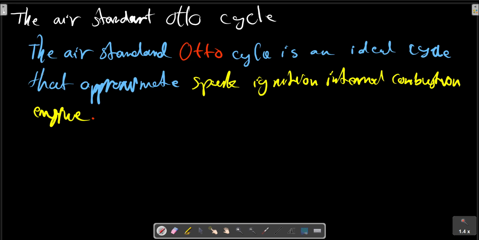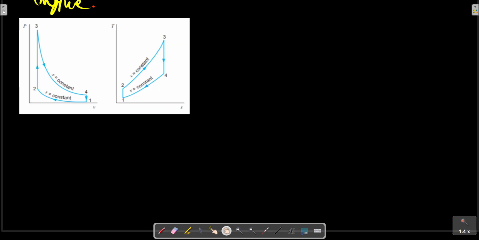A spark ignition internal combustion engine. This cycle is shown on PV and TS diagram in this picture. Process 1-2 is an isentropic compression.